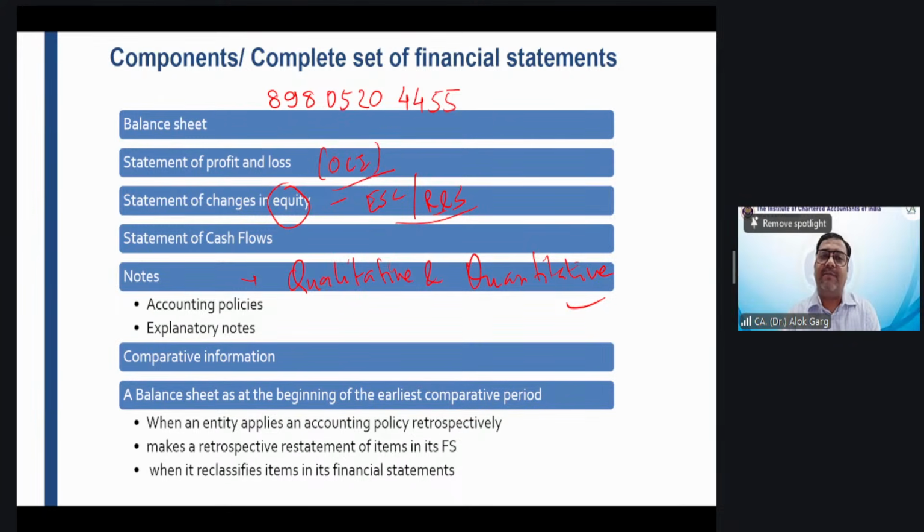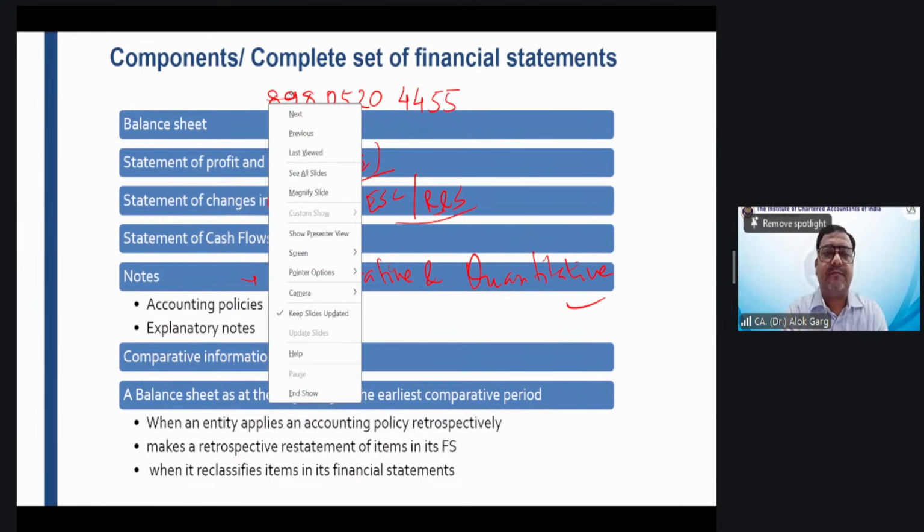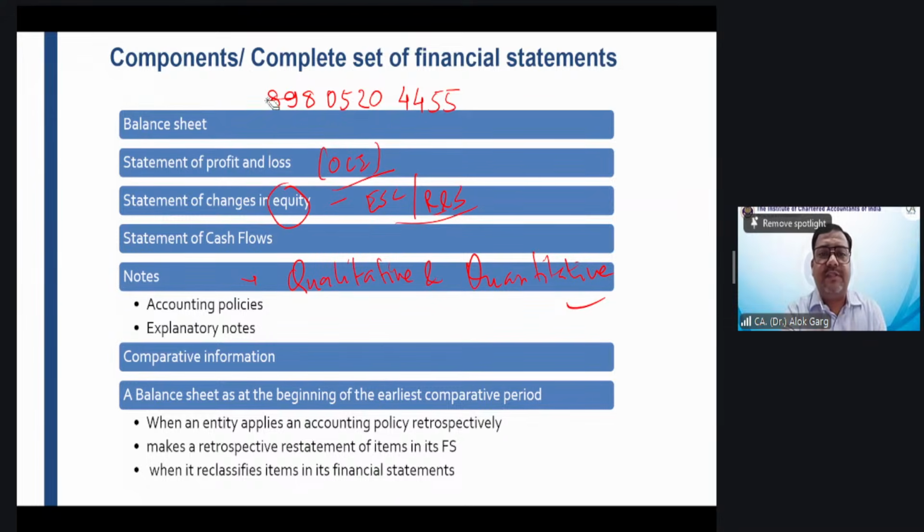After the balance sheet, we covered the statement of profit and loss, which includes other comprehensive income. We will cover these items in detail. Then, my dear friends, we covered the statement of changes in equity, right? Then we discussed the statement of cash flows, and notes to accounts.